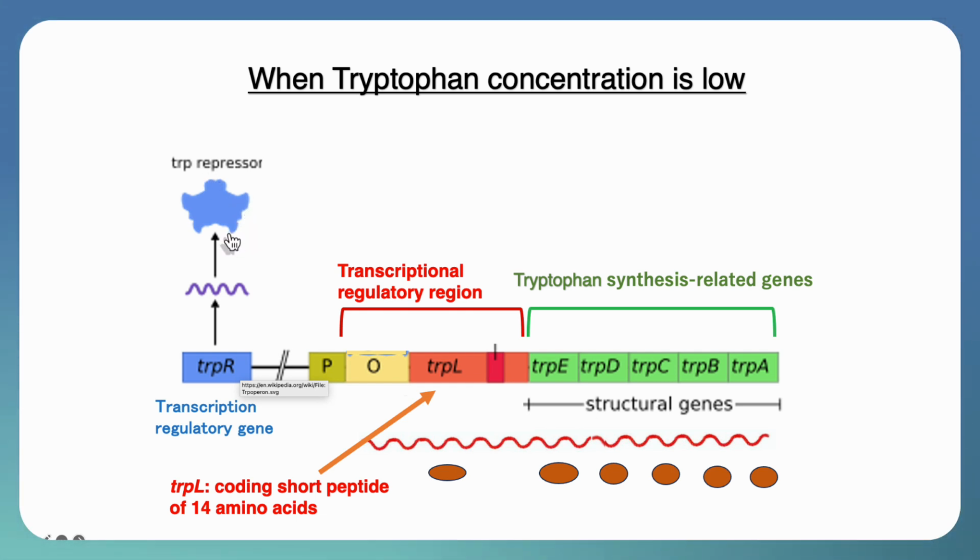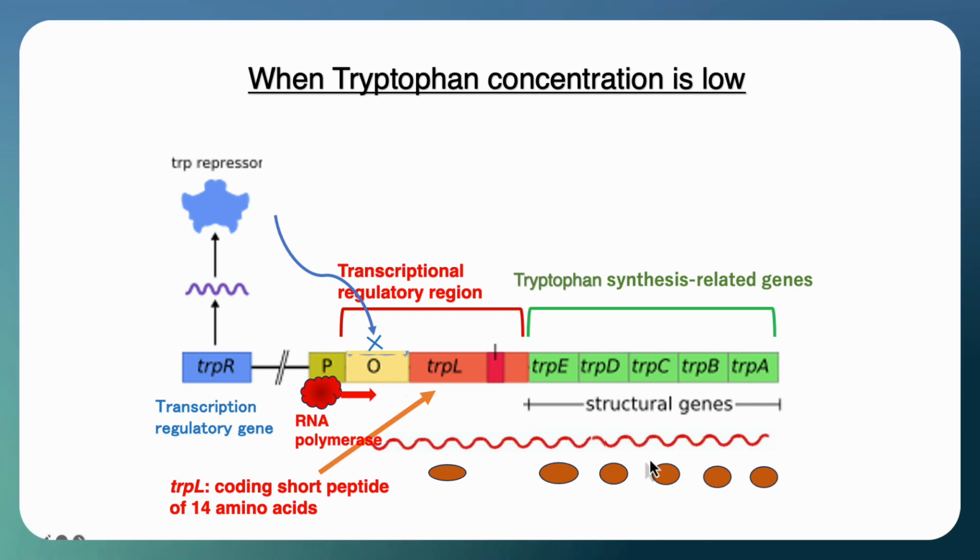When tryptophan is present at low concentrations in the cytoplasm, most of these repressor proteins are not bound to tryptophan and maintain their original conformation. In this state, they cannot bind to the DNA operator sequence. As a result, RNA polymerase bound to the promoter can proceed with transcription normally, and the genes necessary for tryptophan synthesis are transcribed. Consequently, the concentration of tryptophan in the cytoplasm will eventually increase.